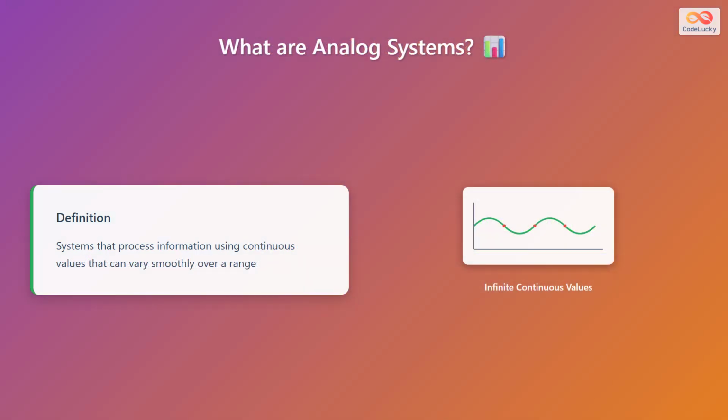Analog systems process information using continuous values, which can vary smoothly over a range. Unlike digital systems that use discrete values, analog systems handle signals that can take on any value within a given interval. This continuous nature makes analog systems suitable for representing real-world phenomena such as temperature, pressure, or sound, where values change gradually. A visual representation of an analog signal is shown here as a continuous wave.